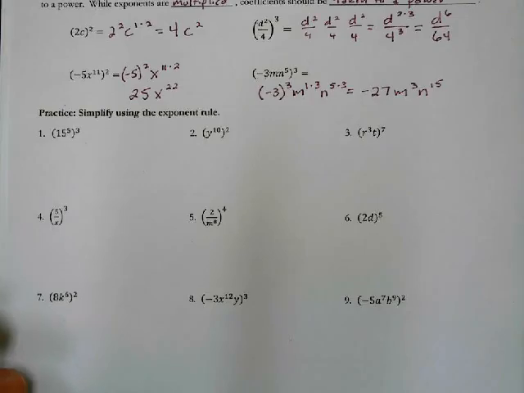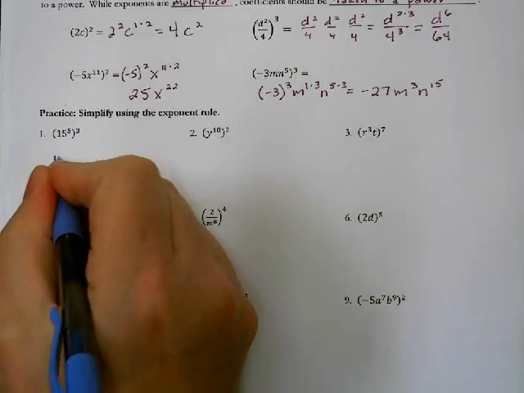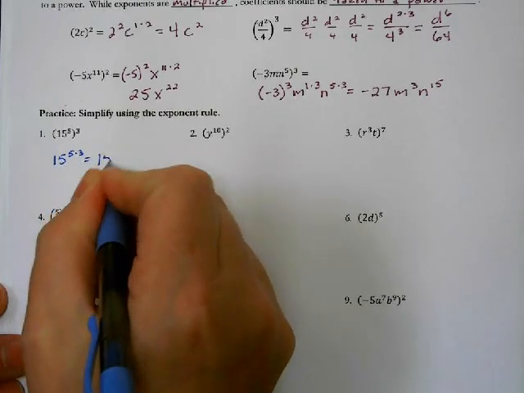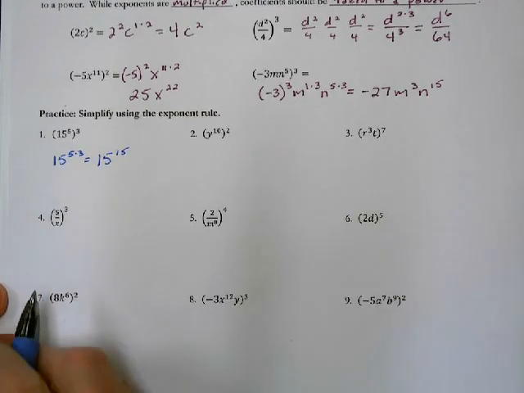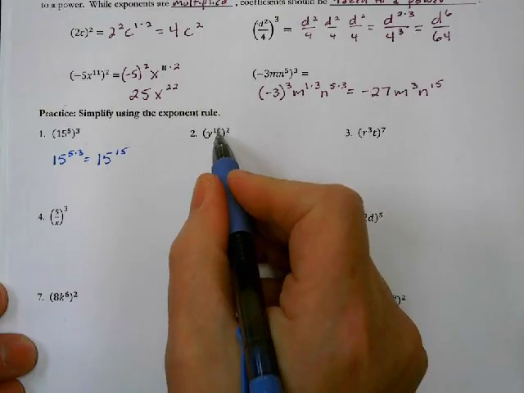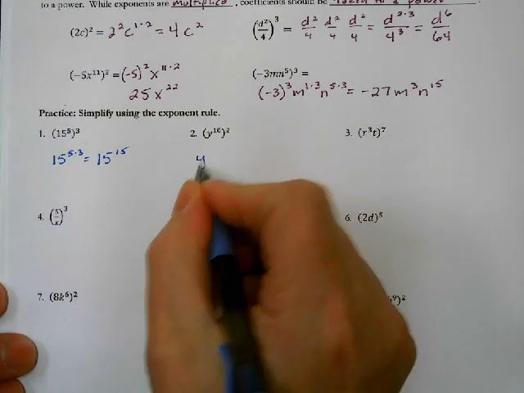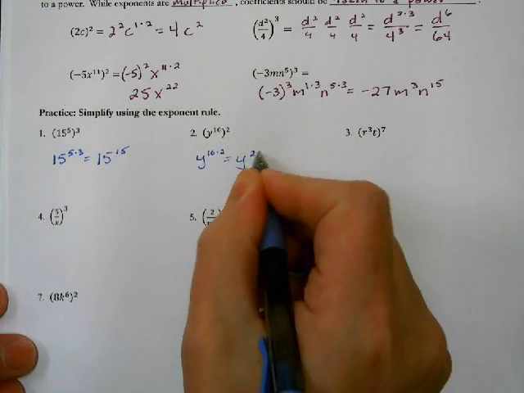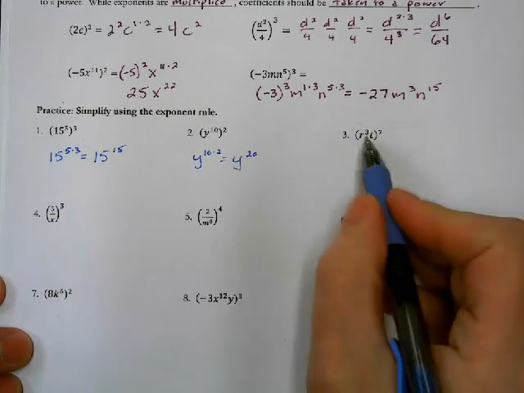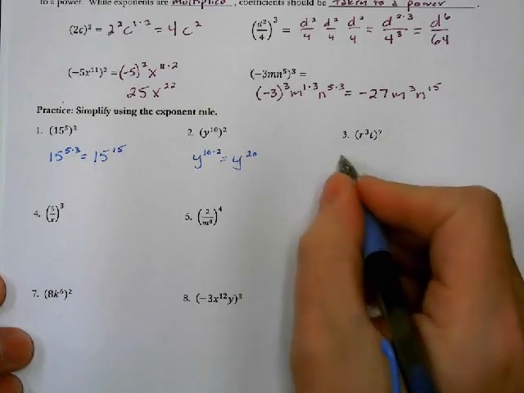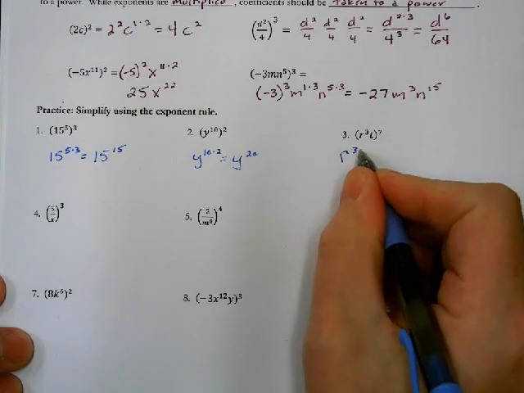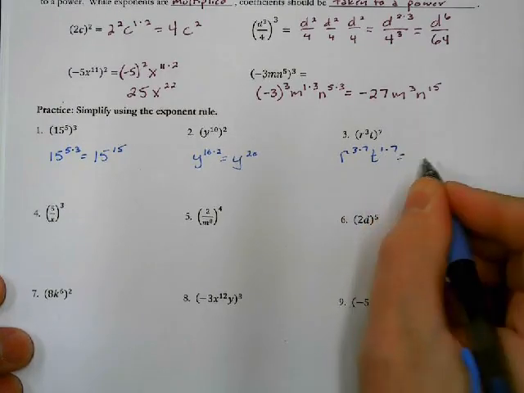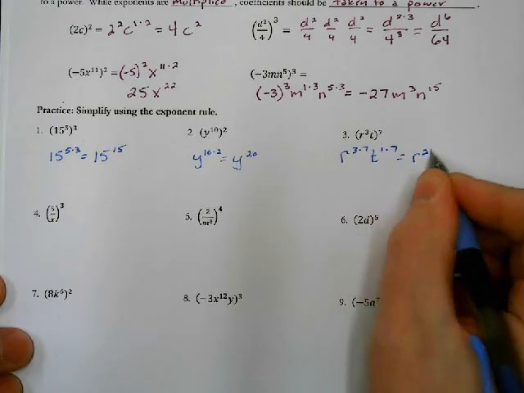Let's do it. 15 to the 5 times 3. 15 to the 15th power is our final answer. Y to the 10 times 2. We get y to the 20th. This one, we've got 2 bases, so we would do r to the 3 times 7 and t to the 1 times 7. Final answer, r to the 21st, t to the 7th.